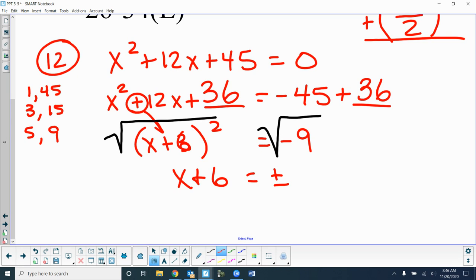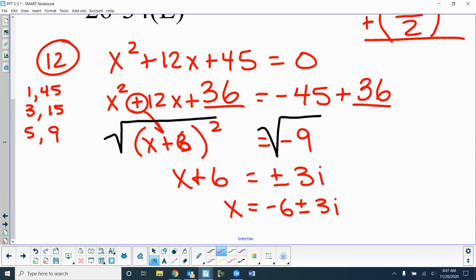Cole, what's that equal? Don't forget the i. Positive and negative 3i. The negative makes us pull out the imaginary unit, the i. Remember, the square root of negative 1 is i. So what's my answer, Evan? X equals 6 plus or minus 3i. Close. Negative 6. Yeah, negative 6. Those are a complex conjugate pair.